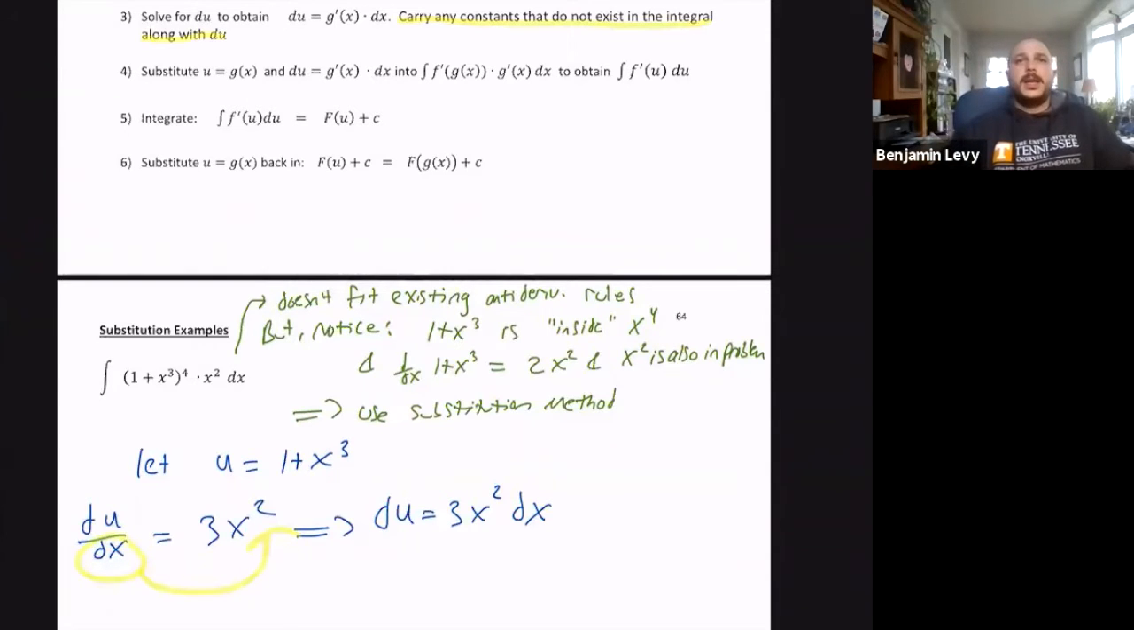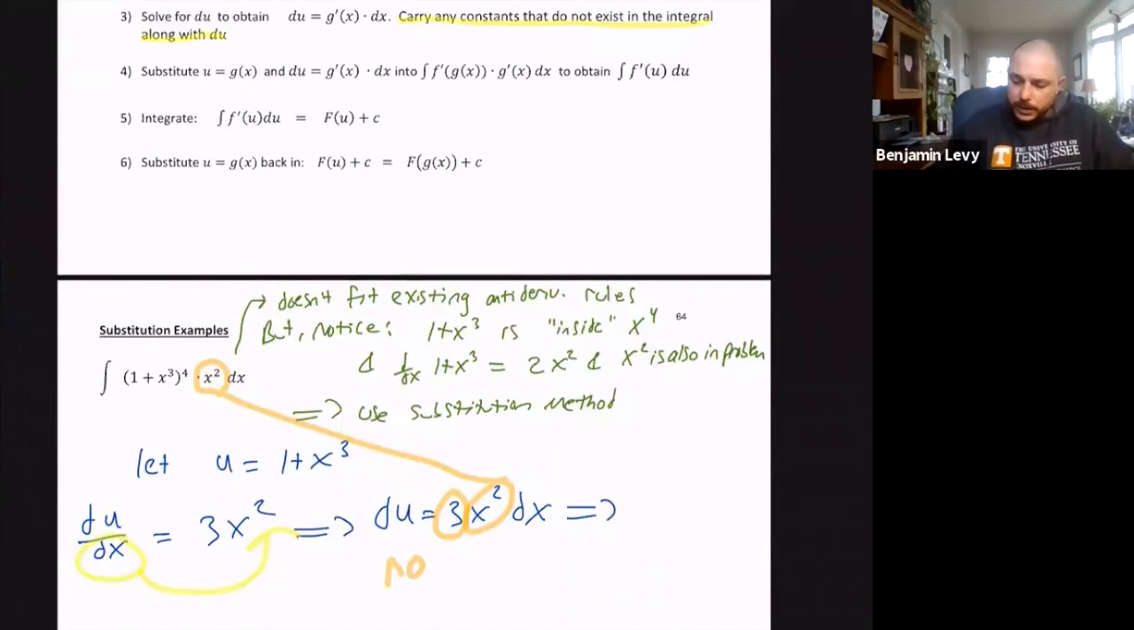It says carry any constants that don't exist in the integral along with du. And so I'm looking at this problem, and I'm going to highlight some things, so it'd be good to look at this because I'm going to erase it afterwards. I see that x squared is part of the problem, but not 3. So x squared I'm going to leave on the right, but since 3 is not part of the problem, I'm going to move it over to the other side. Maybe I'll leave that highlight. Sometimes it gets kind of busy, but that looks okay.